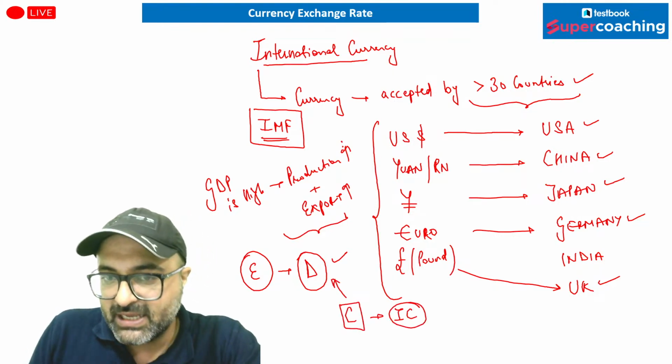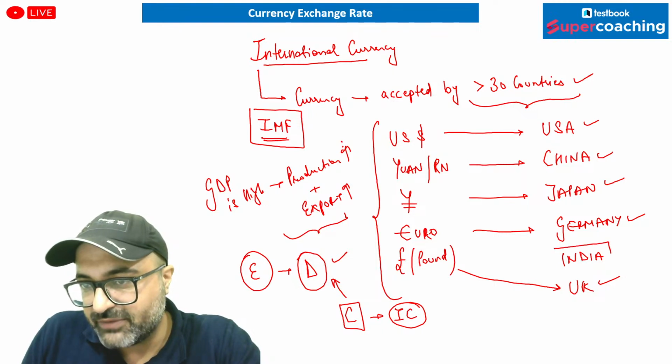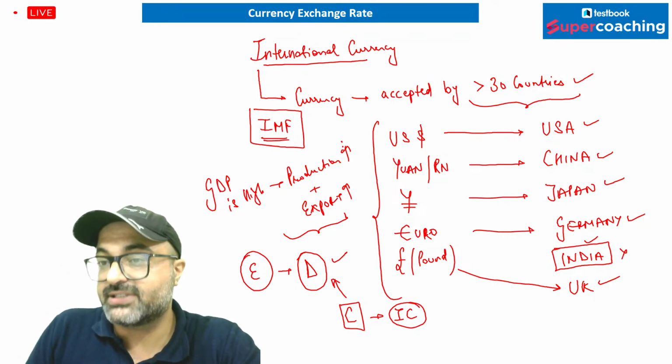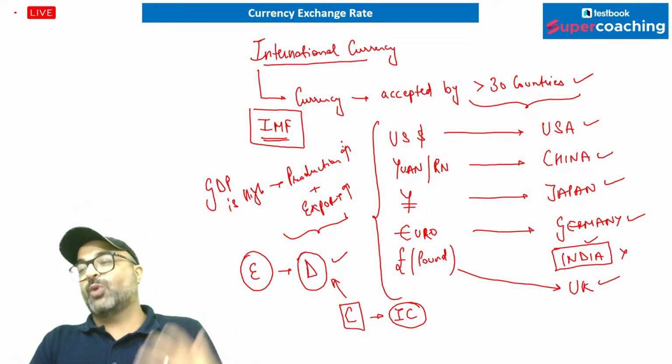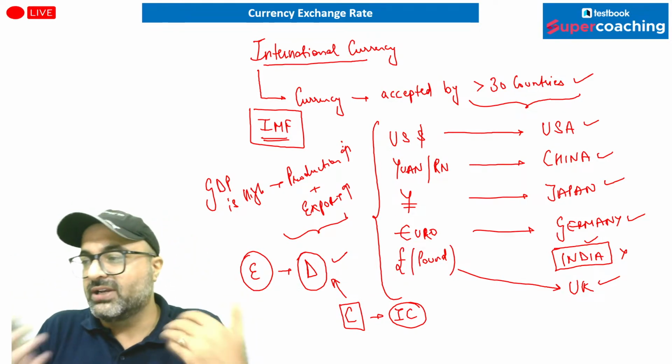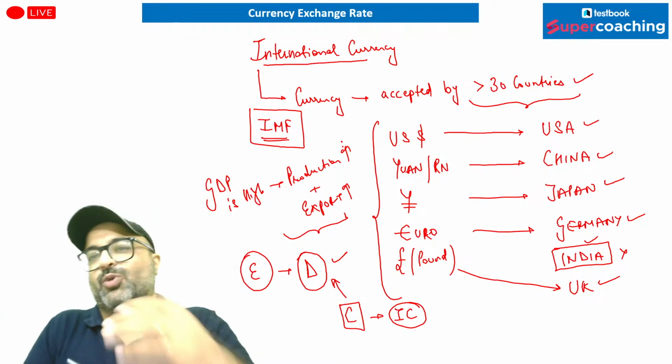Now you can see Indian GDP is on the 5th rank, but unfortunately our currency is not an international currency. The reason is we are not a huge exporter. Rather, because of our huge population, we are huge importer in comparison to the export volume.